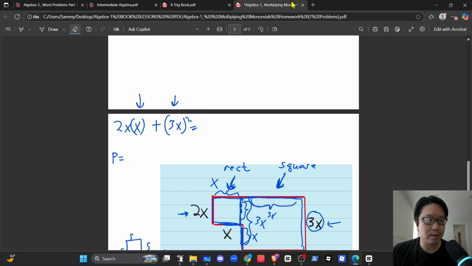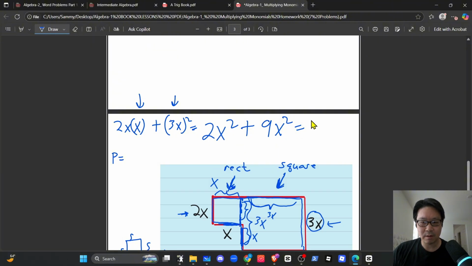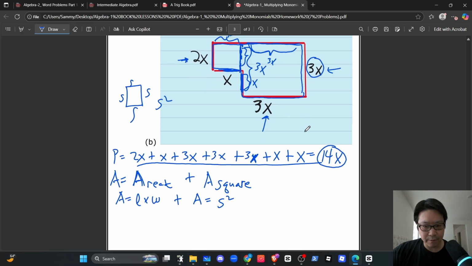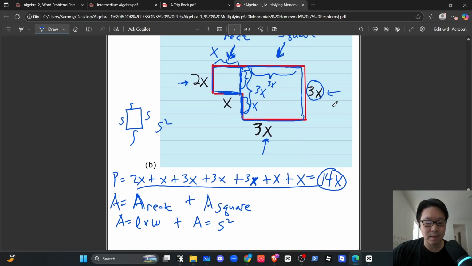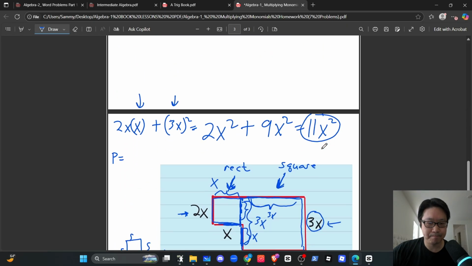So 2x times x is going to give us 2x squared, and 3x squared is going to give us 9x squared. And if we add those two together, we get 11x squared. And that's going to be the area of our figure. Okay, so once again, the perimeter of the whole figure is 14x, and the area of the whole figure is going to be 11x squared. Okay, that's it.